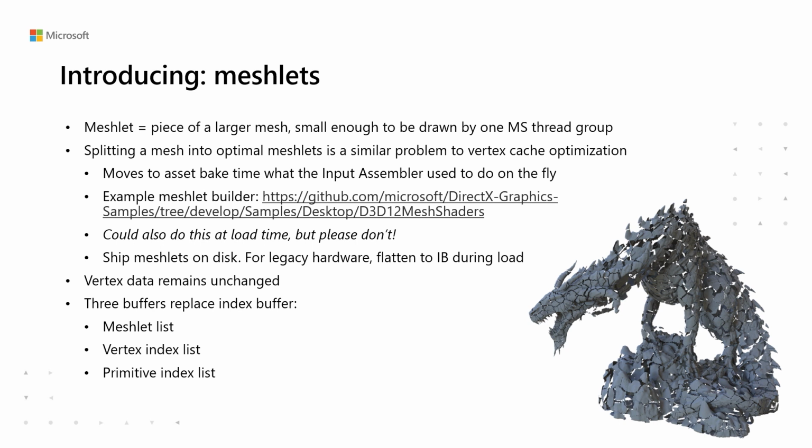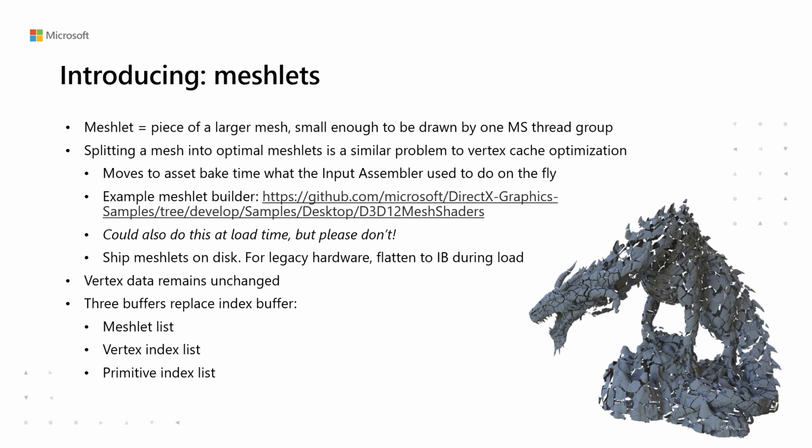If your engine wants to run also on legacy hardware that doesn't support mesh shaders, it's much better to ship meshlets, and then if the GPU can't render them, at load time just turn them back into index buffers. That's going to be way, way faster than going the other way around and shipping index buffers and then building meshlets on the fly.